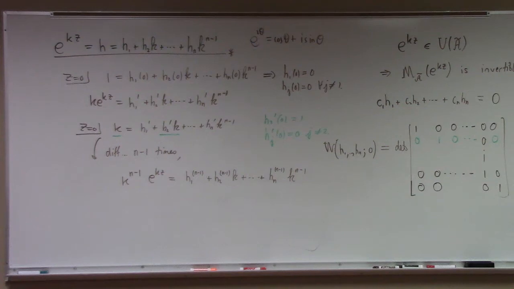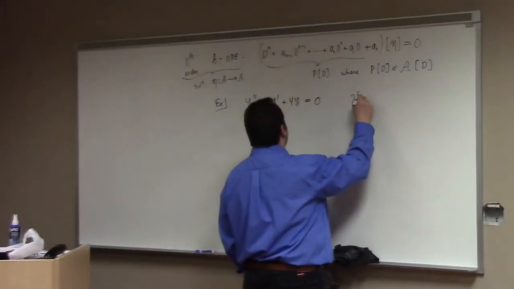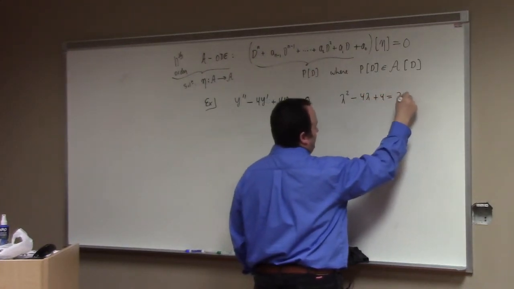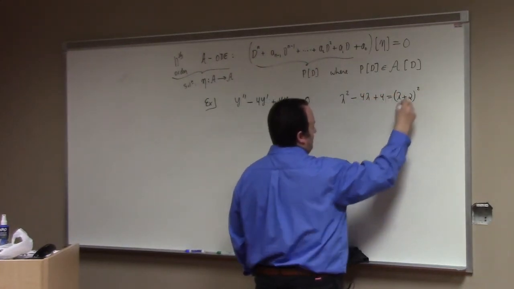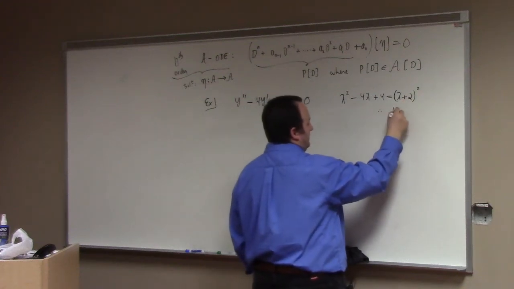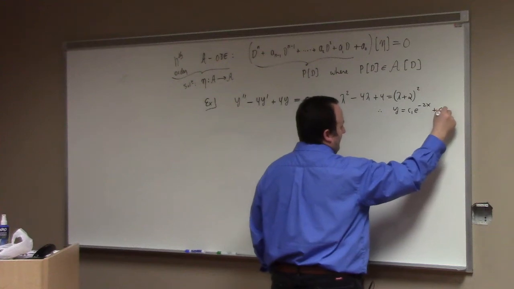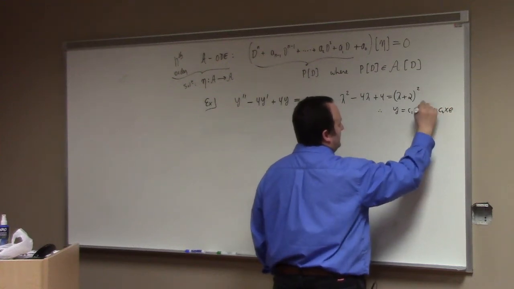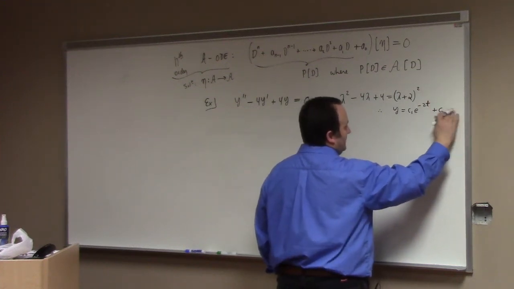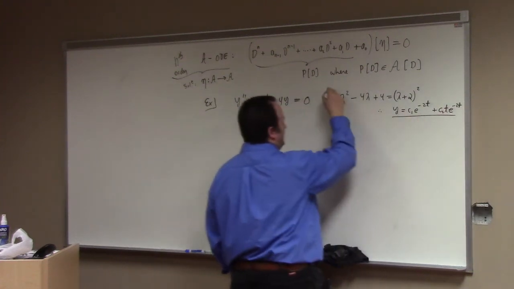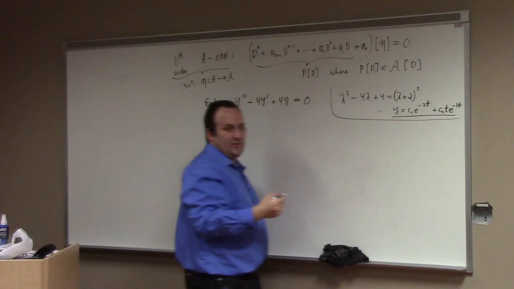Now, first of all, you guys already know how to do it the standard way, right? Lambda squared minus 4 lambda plus 4, which is lambda plus 2 quantity squared, right? So therefore, what's the solution? Oh, t. Okay, fine. Sure, t. Why not? There we go. That's the standard jibber jabber.